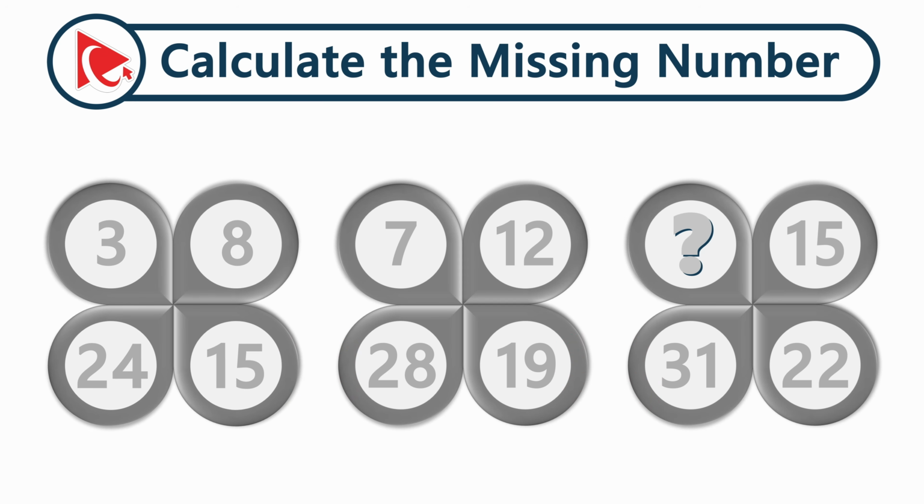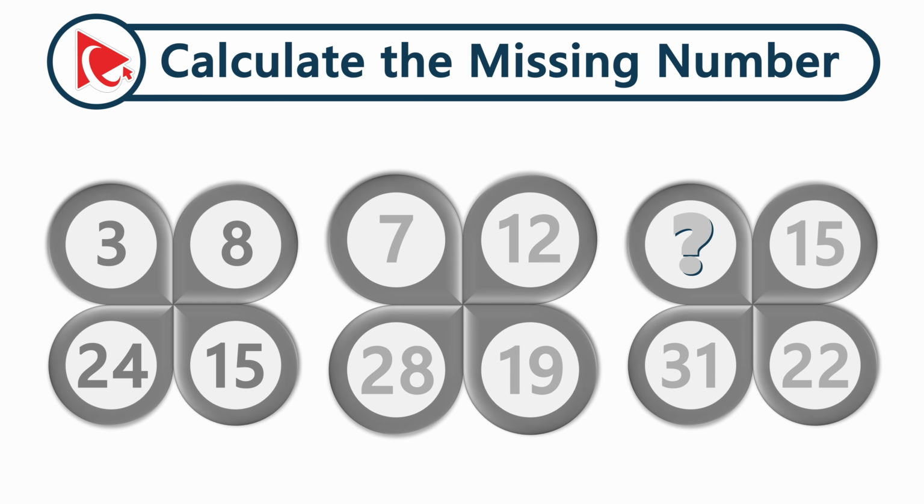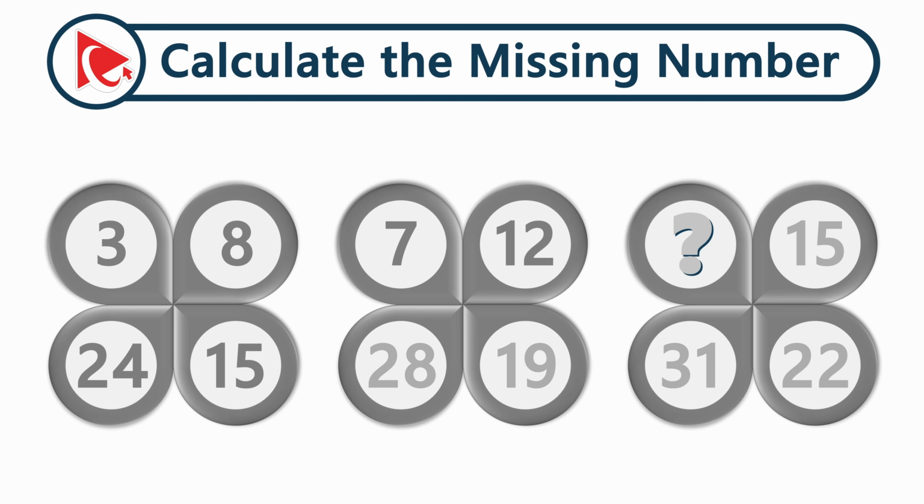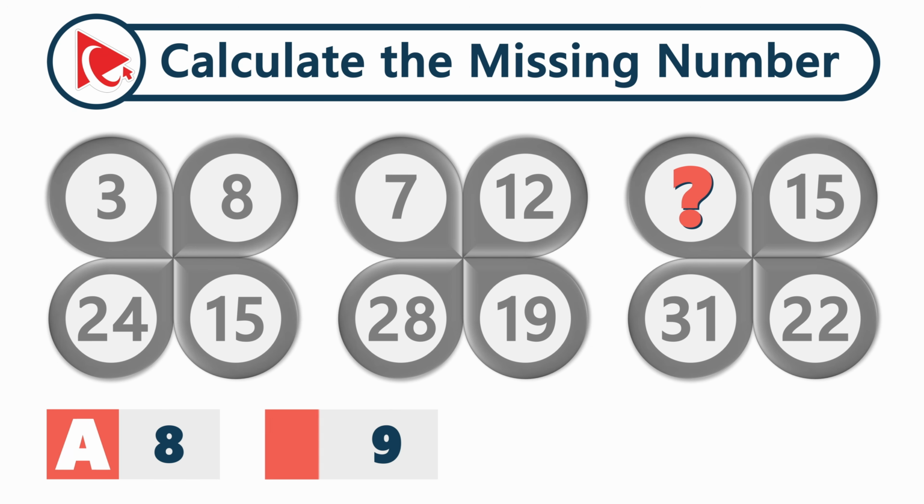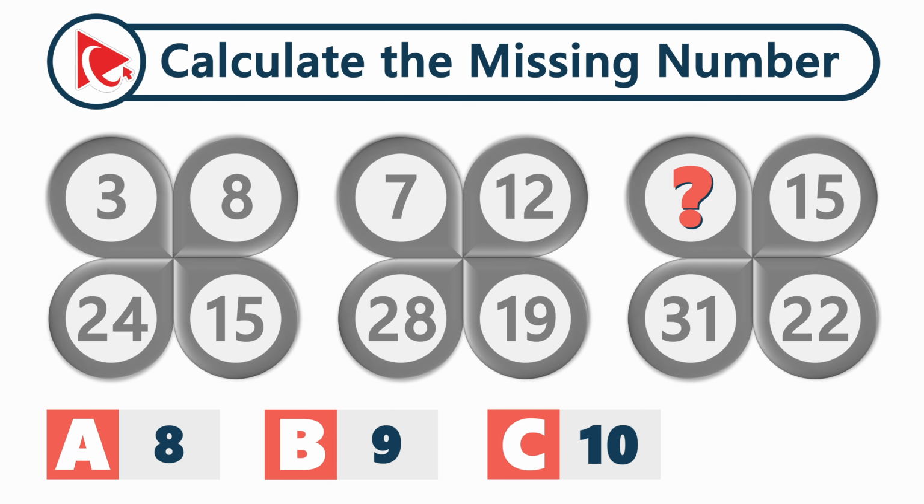The first shape has numbers 3, 8, 15, and 24. The second shape has numbers 7, 12, 19, and 28. And then the last shape has numbers 15, 22, 31, and then comes the missing number, which you need to calculate and select out of 4 possible choices. Choice A, 8, choice B, 9, choice C, 10, and last but not least, choice D, 11.